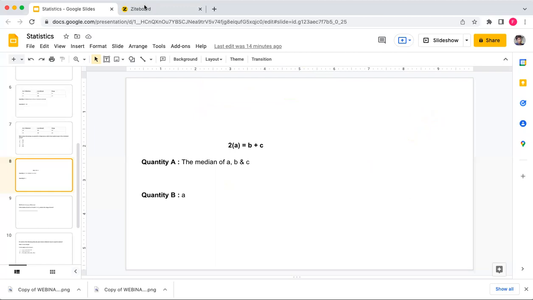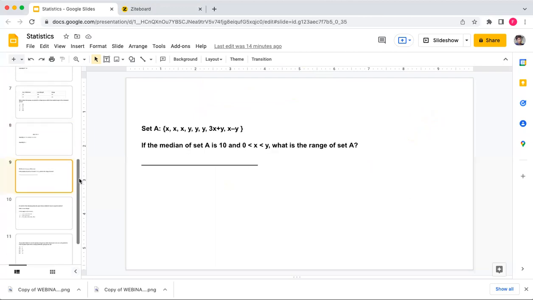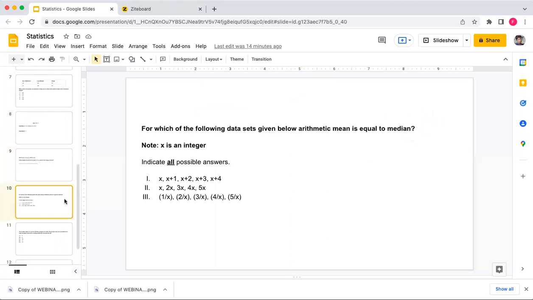This is a very simple question. I'll leave this question. Okay, just try this question. What is the answer to this question? Which of the following has the arithmetic mean equal to the median?